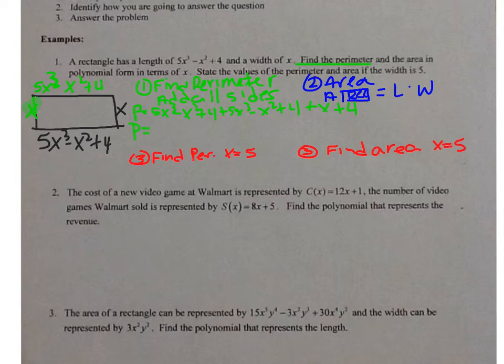So we have 5x cubed here and 5x cubed here. That's 10x cubed. Remember, we just add the coefficients. Negative x squared and negative x squared, right? So that's negative 1 and negative 1. That's negative 2x squared.